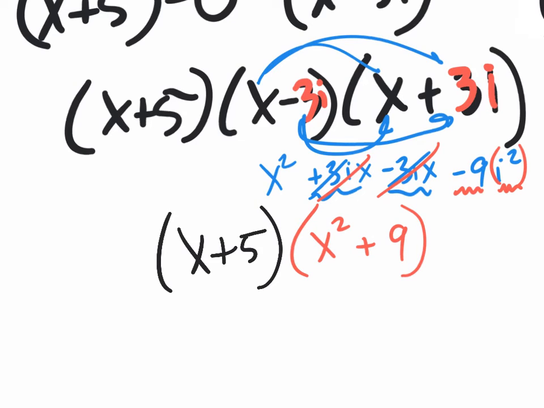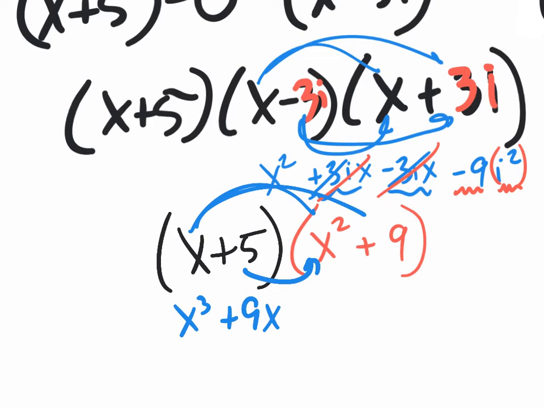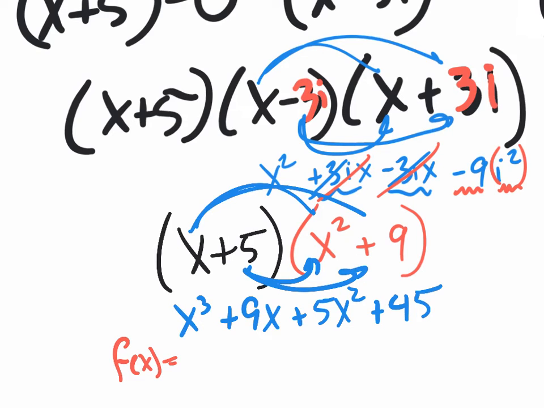So let's distribute to get to our final polynomial that gave us those answers to start with. So we have x times x squared, that's x to the third. x times 9, that's 9x. 5 times x squared, that's a positive 5x squared. 5 times 9, that's plus 45. Write it in standard form, and you will have the function. You could put f of x, you could put y, you could put g of x, whatever you want. x to the third plus 5x squared plus 9x plus 45.